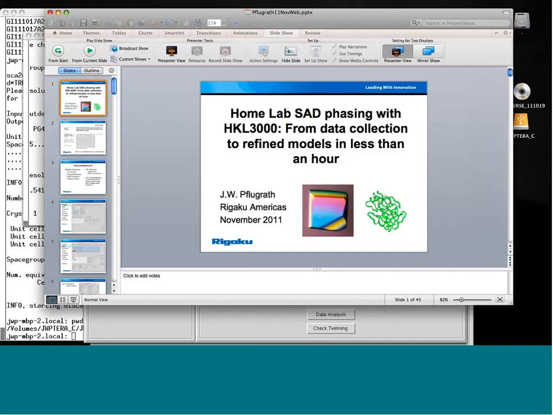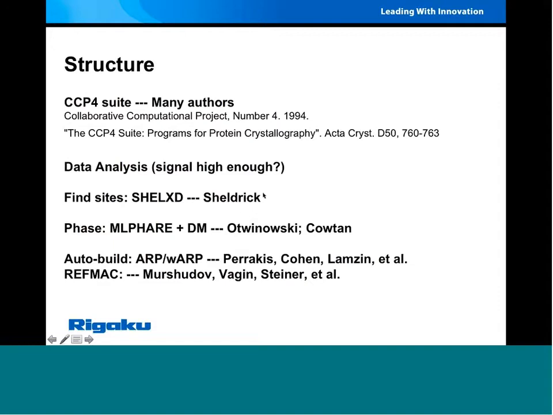We'll do data analysis where we're looking at the signal to noise ratio versus resolution, and this is the delta F divided by sigma of F. And if you have a high signal to noise, the authors of HKL3000 have kindly put a gray area here where you want your signal to noise to be higher than this gray area, and a few things to check the completeness and so on. And we'll look at that in a moment.